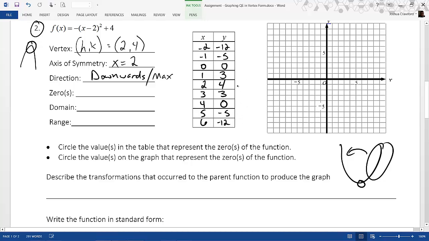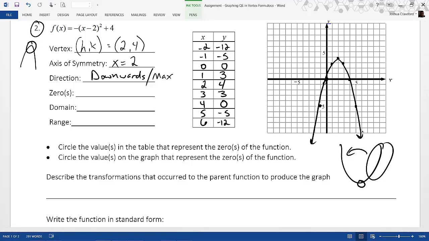Alright, color rainbow. Okay. Now we have our points. Let's go ahead and plot those points. Plotting negative 2, negative 12 won't fit because we have a 10 by 10 graph, so ignore that. If you can't graph it, ignore it. And then negative 1, negative 5, 0, 0, 1, 3, 2, 4, and then the other points. So now go ahead and connect your dots, and there's your graph.